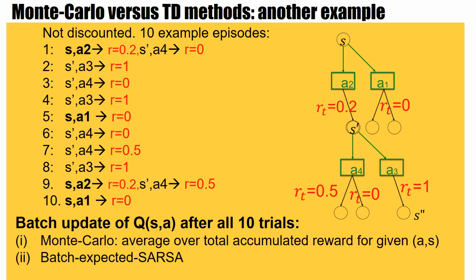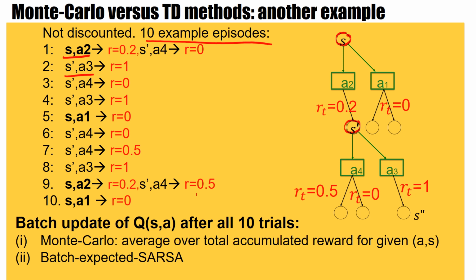Now I want you to work on this specific example. So we do 10 episodes. Some episodes start here in state S. For example, in the first episode, you start in S and you take action A2. Then in the next episode, you start in S prime and you take action A3.